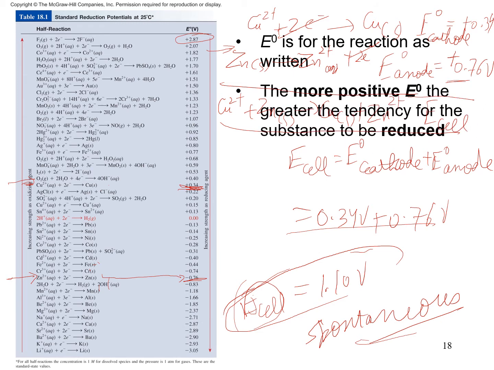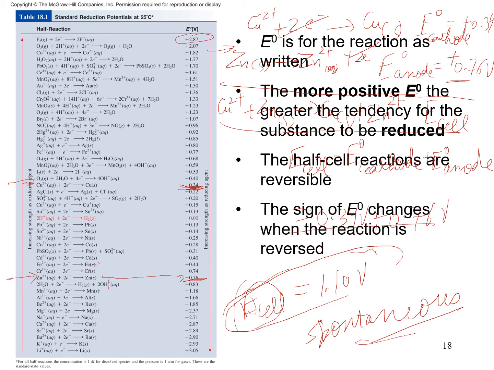Next, the more positive the E naught, the greater the tendency for a substance to be reduced. Like I said, the more positive, the reaction will happen as it is, and this is a reduction reaction, so the substance will get reduced. The half cell reactions are reversible. So if you are doing this reaction in this form, this reaction can also happen in reverse form. It just depends on what the other reacting species is. If it lies under it, it is going to happen as it is. If the other reactant is over it, the reaction would be reversed. So these reactions are reversible. If you reverse the reaction, you reverse the sign of E naught as well.